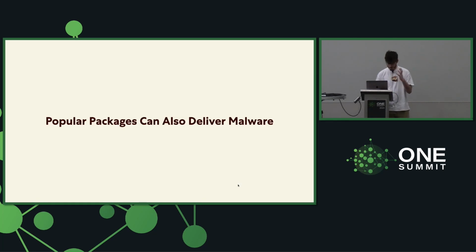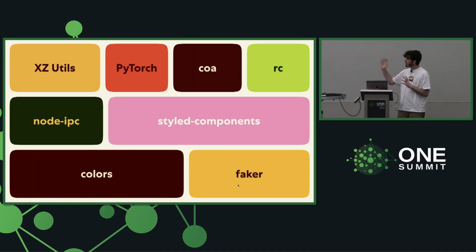The point of this is showing you that popular packages can also deliver malware. If we take a look, these are some examples. PyTorch, which is a huge package for AI development, was attacked. XZ Utils was recently attacked, and many others, and it just keeps on expanding.